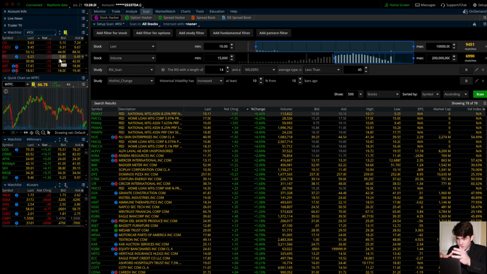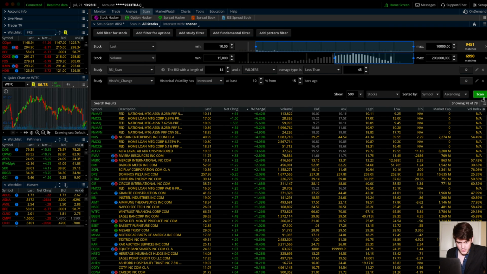So that way, when you're actually trading or when you're looking at other positions, if something pops up that meets your criteria, then you can have a go at it with the automatic watch list on the sidebar. Okay, so let's go ahead and scan.